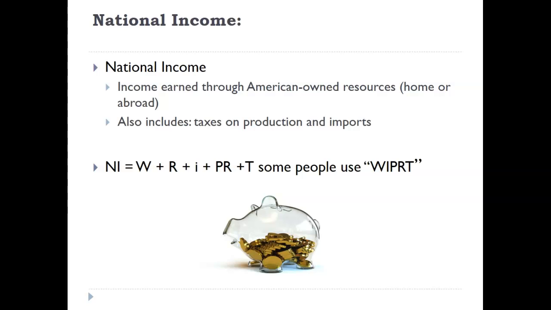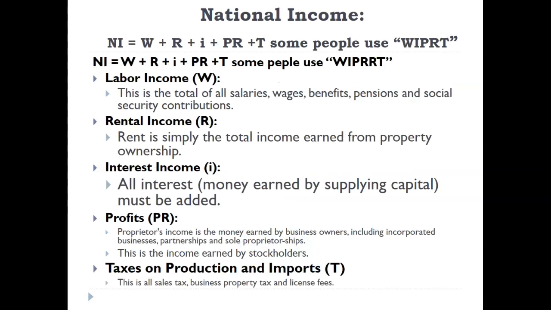Anyways, the national income is going to consist of W, R, I, P, R, and T, or WRIPRT. You can try TWERP, but it doesn't really work out because you do need the P and the R in the right order. Okay, but there's no great way to remember this one. So here's the long of it.